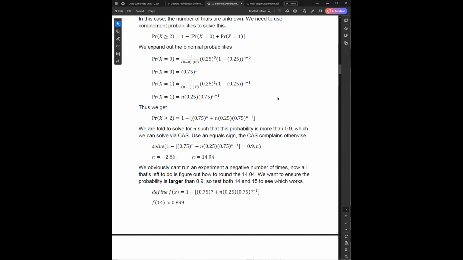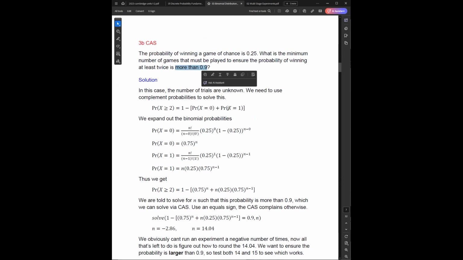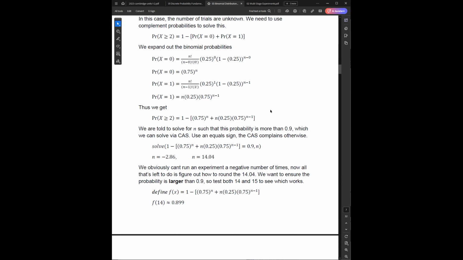Now, one of the weird things about the CAS, if you put a greater than sign on that, it'll just complain. It'll spit back the same result. So my recommendation is put the equal sign in there instead, because getting an answer is better than not getting an answer at all. So even though you want to put a greater than, because, well, it says more, just put an equal sign. What you'll have to do then is just figure out, do I round up or do I round down?